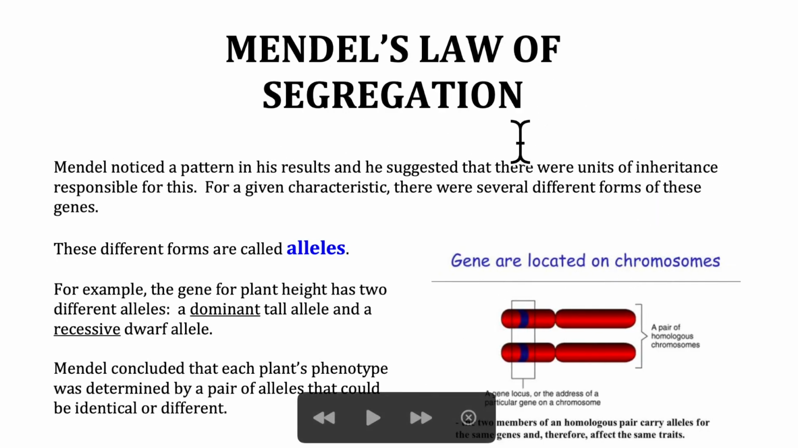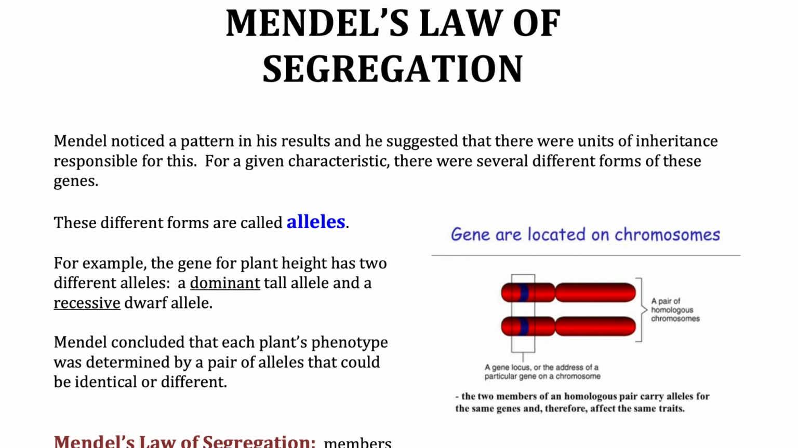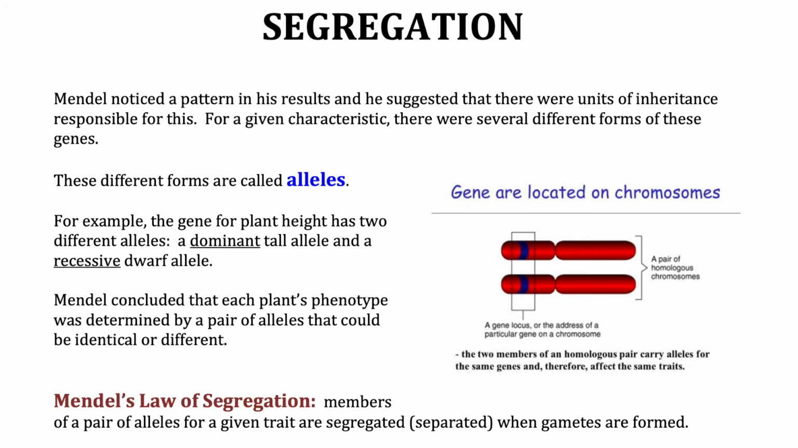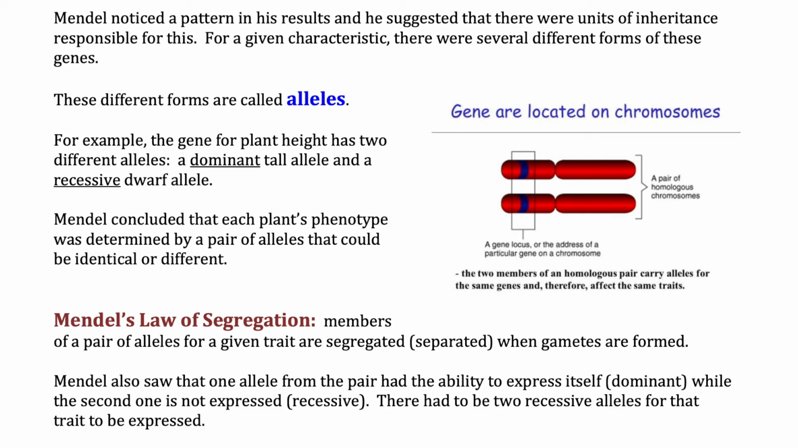So Mendel noticed a pattern in his results, and he suggested that there were units of inheritance responsible for this. For a given characteristic, there were several forms of these genes. These different forms are called alleles. Alleles are very important. For example, the gene for plant height has 2 different alleles, a dominant tall allele and a recessive dwarf allele.